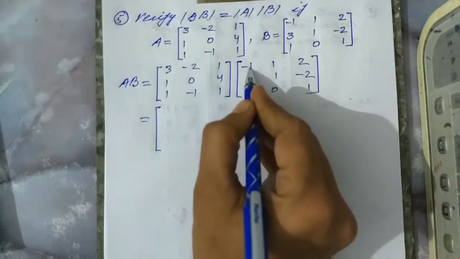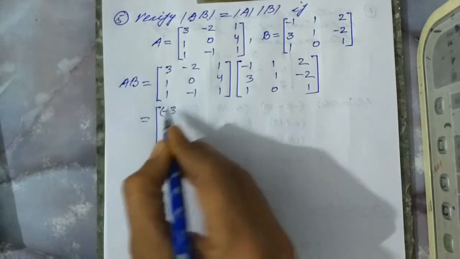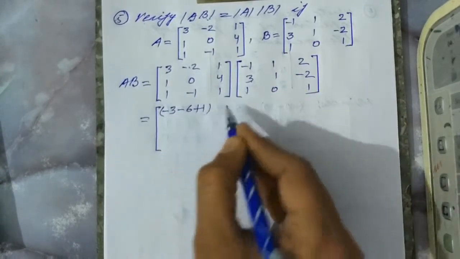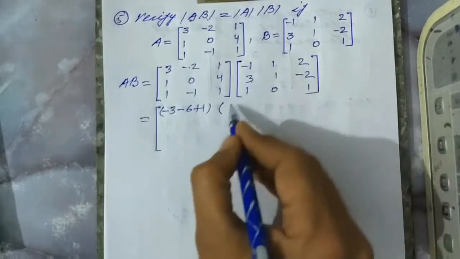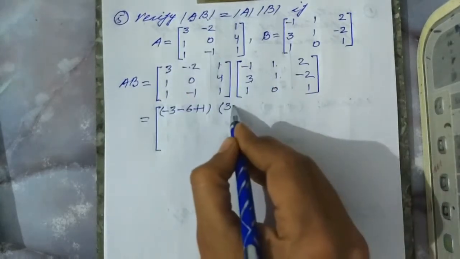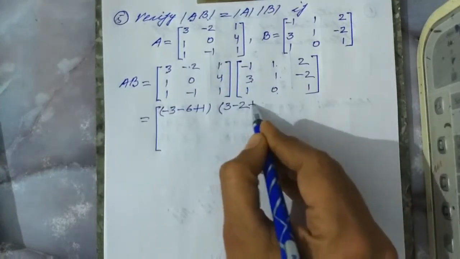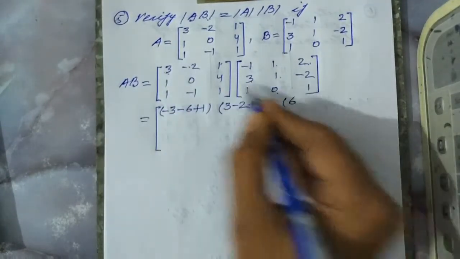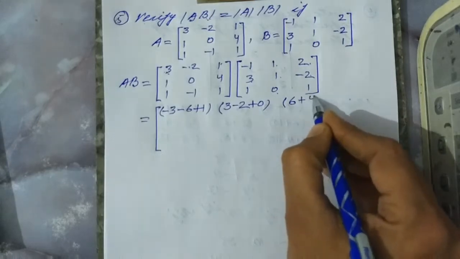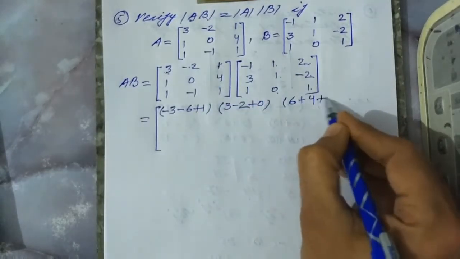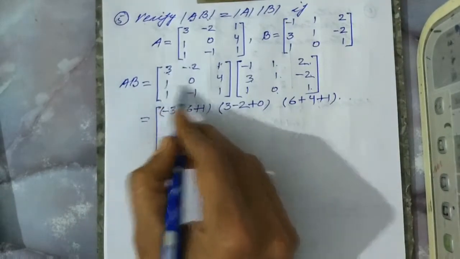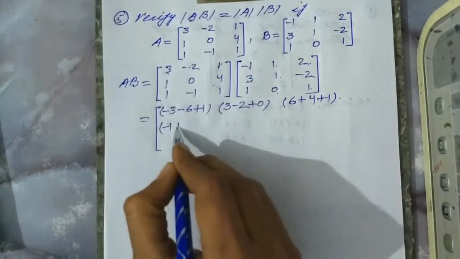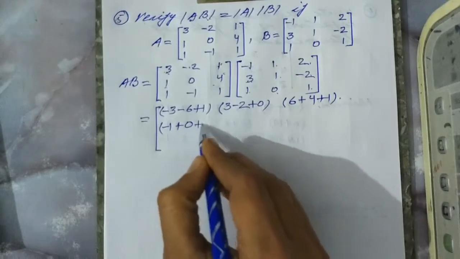Matrix: 3 into minus 1 minus 3, minus 2 into 3 minus 6, 1 into 1 plus 1. The next element, 3 into 1, 3, minus 2 into 1, minus 2, 1 into 0, 0. Next, 3 into 6, minus 2 into minus 2 plus 4, 1 into 1 plus 1. Now, next row, 1 into minus 1, minus 1, 0 into 3, 0, 4 into 1, 4.